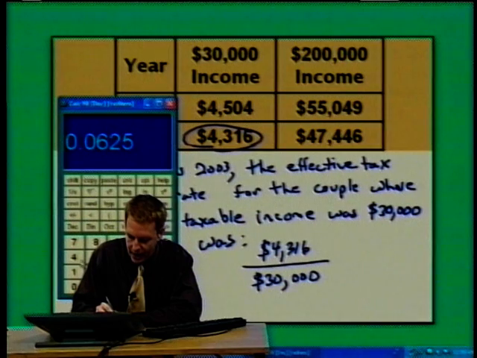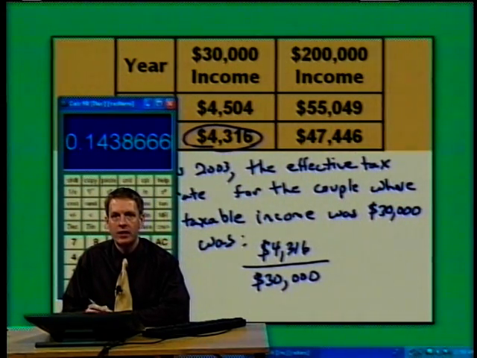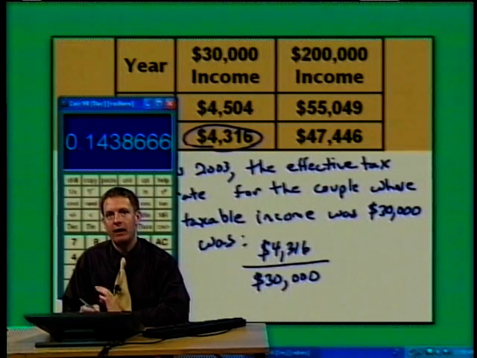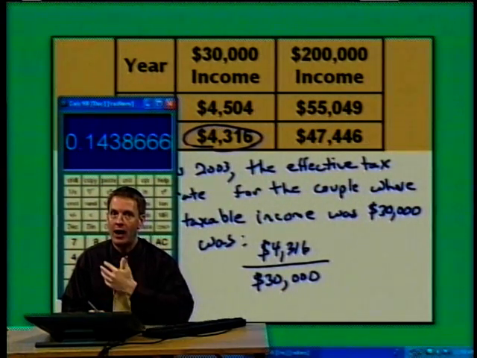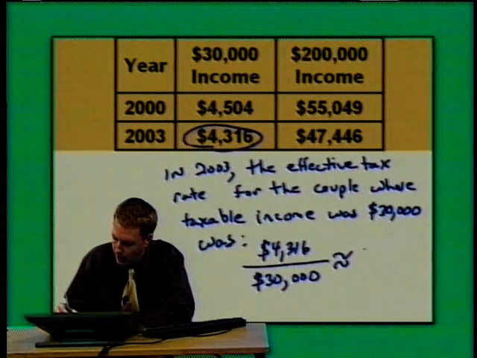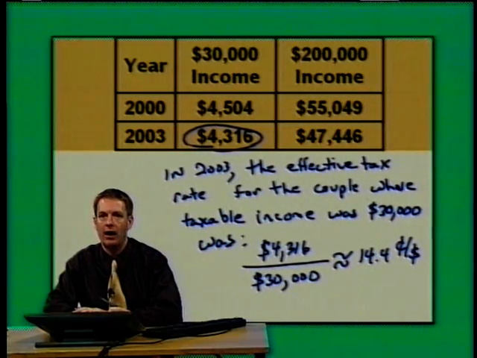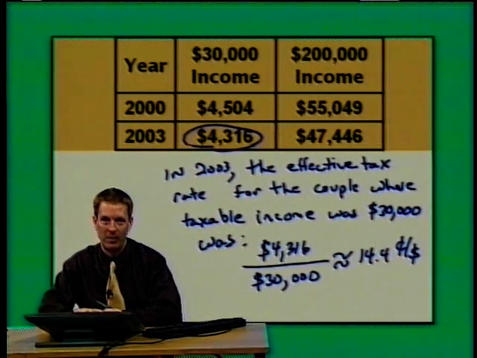So let's see, we've got 4,316 divided by 3,000. And that's about $0.144 per dollar. But again, when I'm working with money amounts under a dollar, I like to think in terms of cents. So this is about 14.4 cents per dollar. For every dollar of taxable income this family made, 14.4 cents went to the U.S. government in the form of income tax.